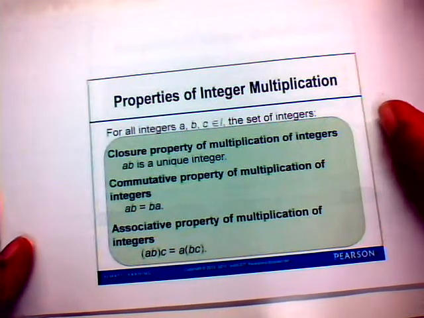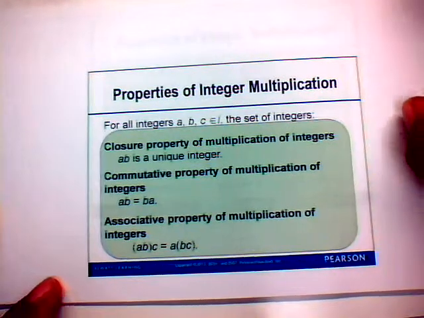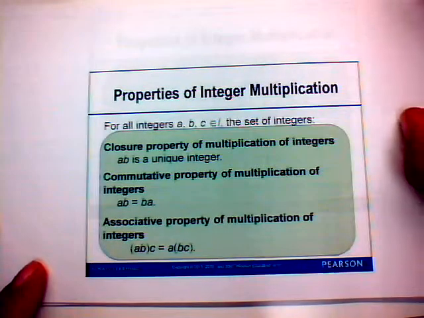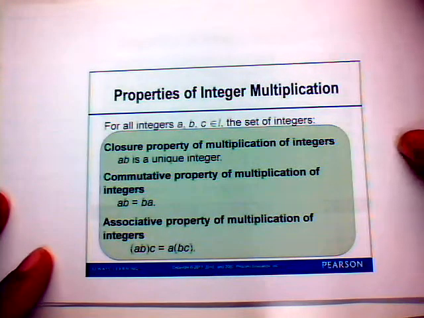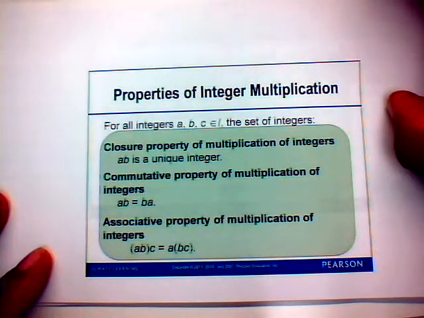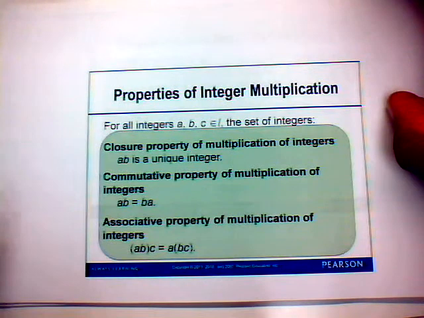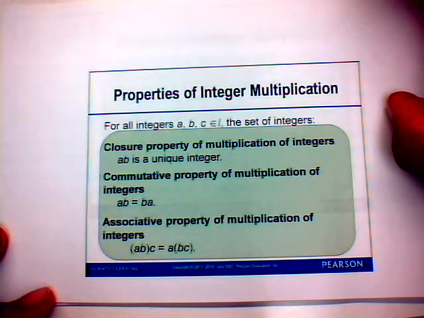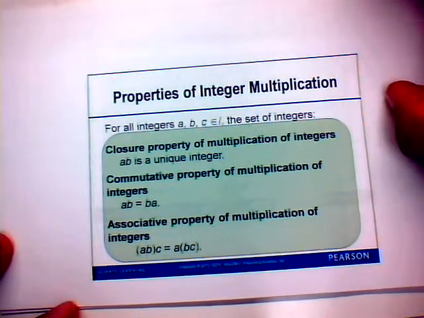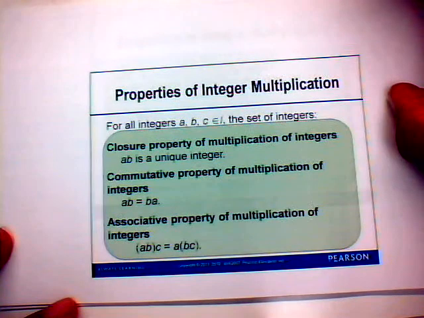Now let's look at some properties of integer multiplication, which are the same for whole number multiplication. The closure property for multiplication of integers is this: a times b is a unique integer. Here a, b, and c are in the set of integers. So if you multiply two integers, you're going to get a unique integer according to the closure property.